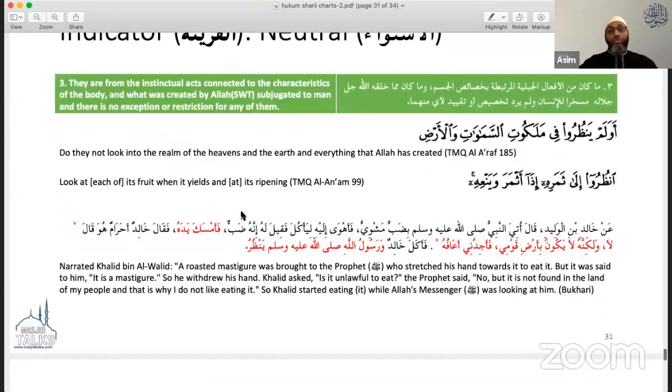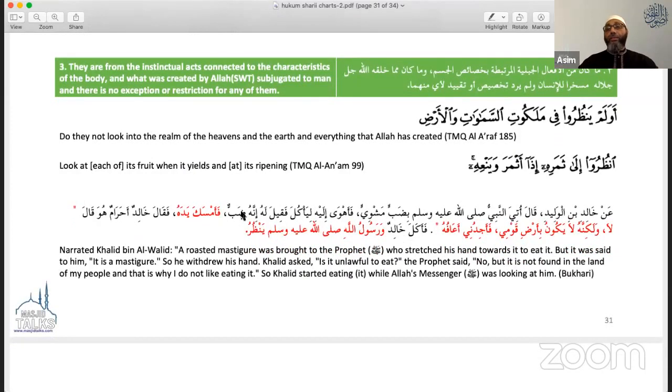Okay, more examples of that. Allah subhanahu wa ta'ala says, "في ملكوت السماوات والأرض," do they not look into the realm of the heavens and the earth and everything that Allah has created? Here Allah is talking about the things we see. Whether it's the heavens and the earth, seeing itself is a natural behavior of human beings. Of course, the things that Allah subhanahu wa ta'ala has restricted besides that, it is not allowed to look at, then that becomes haram.